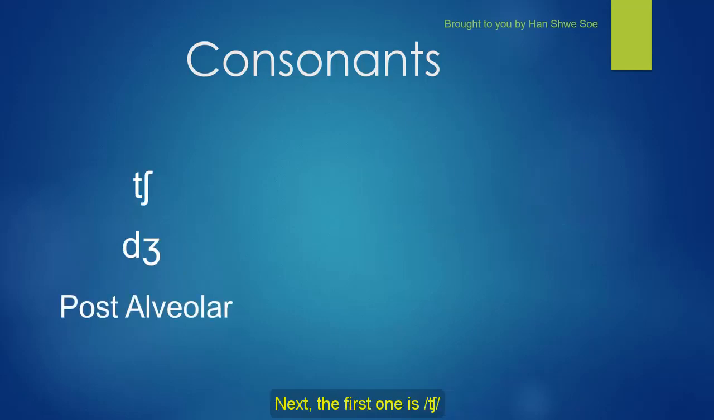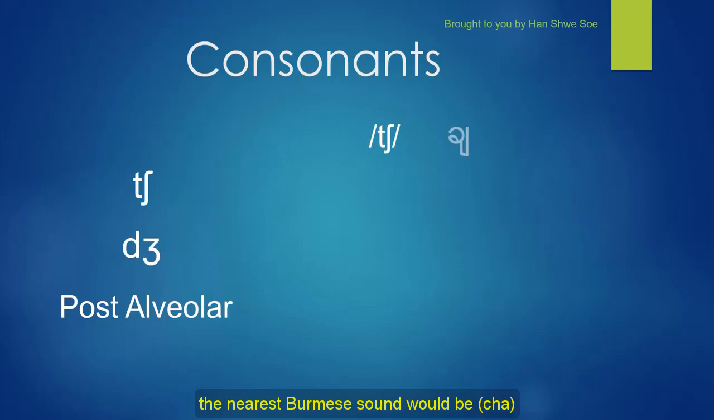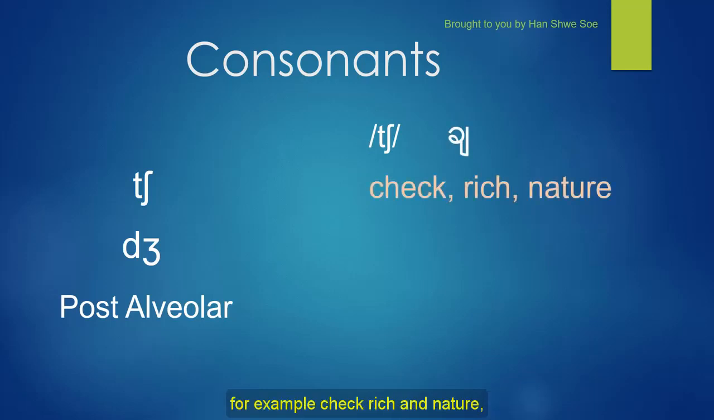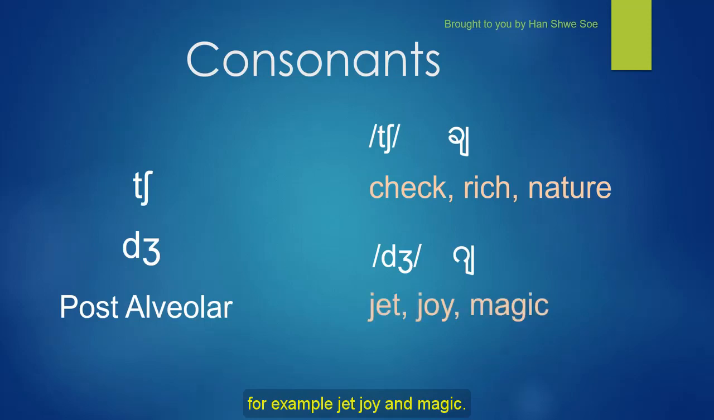Next, the first one is ch. The nearest Burmese sound would be cha. For example, check, rich, and nature. Next one, j. This one is more like ja. For example, jet, joy, and magic.